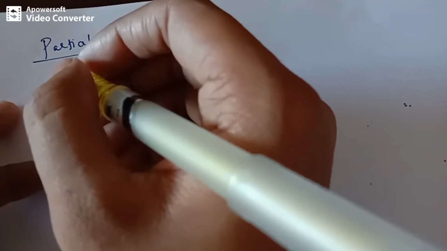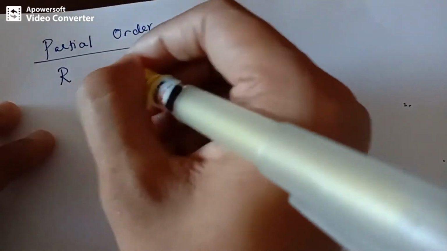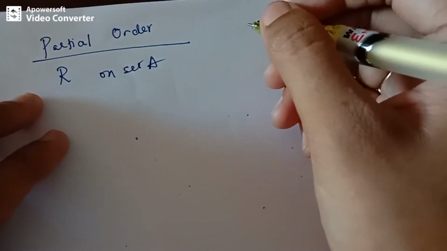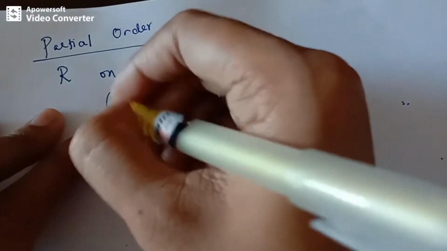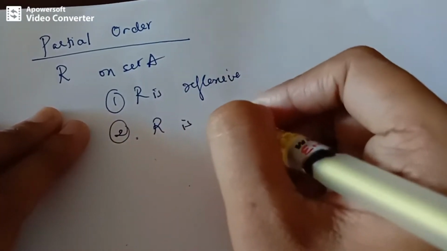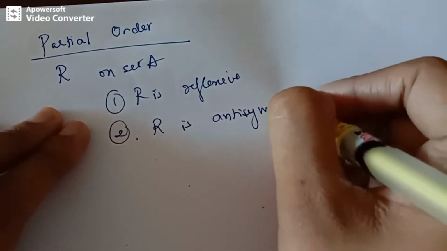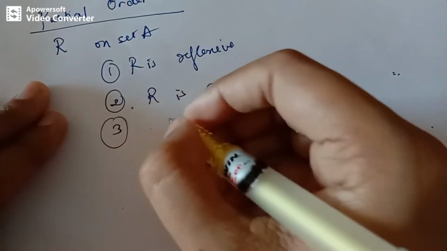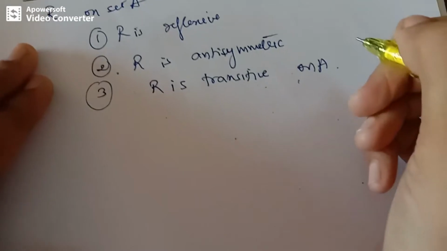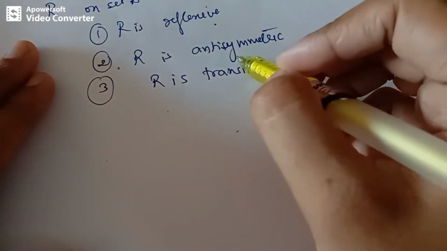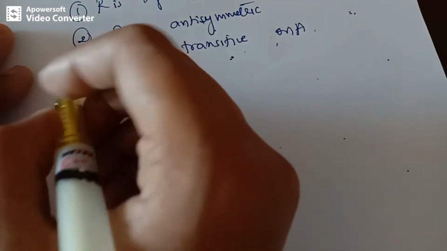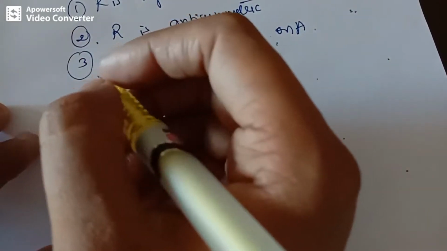So, by the definition of partial order, a relation R on the set A is said to be a partial ordering relation, or it is said to be a partial order on A, if R is reflexive, if the relation R is antisymmetric, and if the relation R is transitive on A. So, if all these three properties are satisfied, that is reflexive property, antisymmetric property as well as transitive property, only then we can say that particular relation R on set A is said to be a partial order, or nothing but called as a poset.